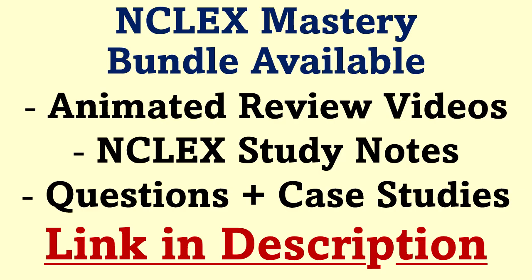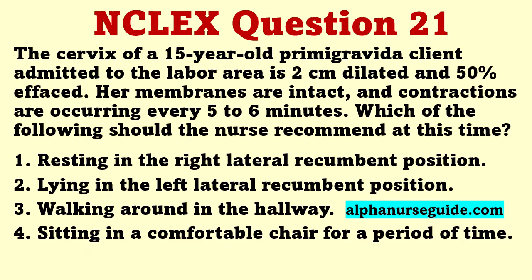Back to the questions. The cervix of a 15-year-old prima gravida client admitted to the labor area is 2 centimeters dilated and 50% effaced. Her membranes are intact, and contractions are occurring every 5 to 6 minutes. Which of the following should the nurse recommend at this time? 1. Resting in the right lateral recumbent position. 2. Lying in the left lateral recumbent position. 3. Walking around in the hallway. 4. Sitting in a comfortable chair for a period of time.